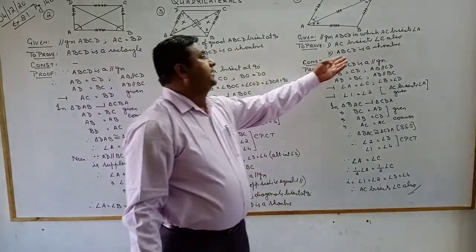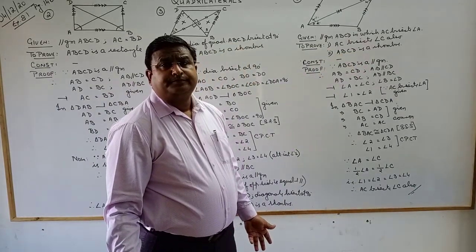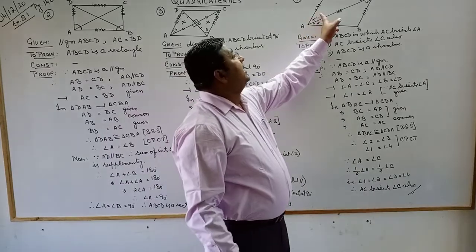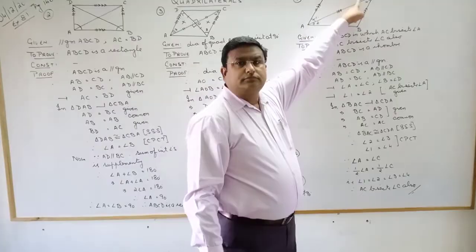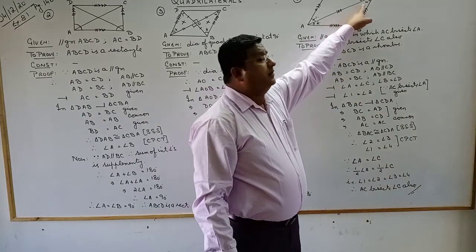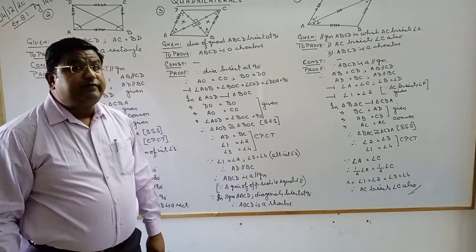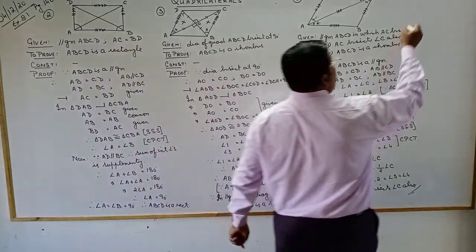Now we need to prove that it is a rhombus. Rhombus, adjacent sides are equal. So check very carefully. Is angle 1 and 3 equal? Yes sir. Is angle 2 and 4 equal? Yes sir. So will the sides opposite to them also be equal? Chapter number 7 again? Yes.